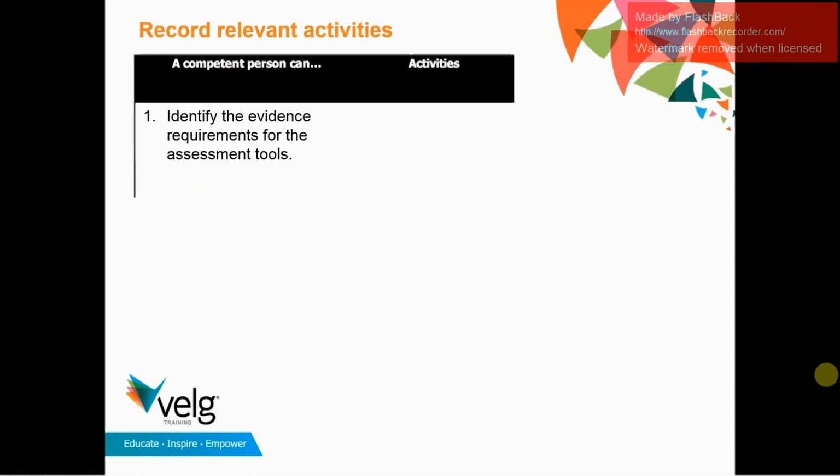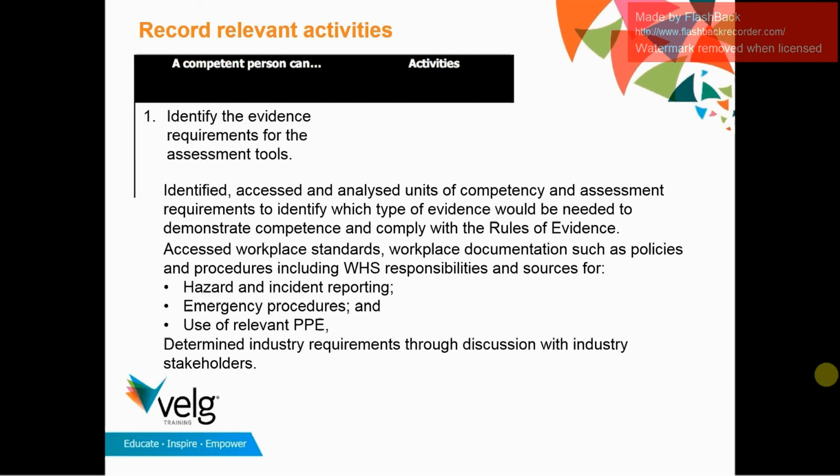So let's have a look at the currency activities that directly relate. So the very first one that I've put in there is to identify the evidence requirements for the assessment tools. So don't forget now what I'm looking at is what does Pricey do? What do I do now to maintain my currency here? So these are the sort of things that I do.